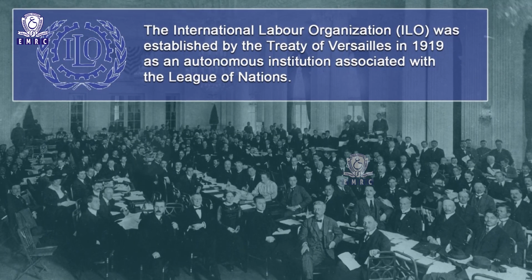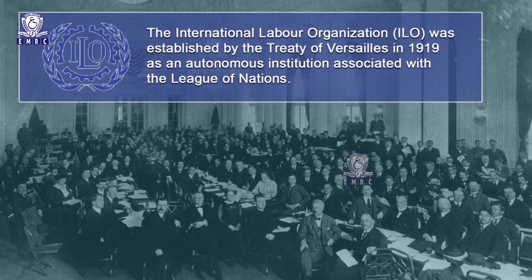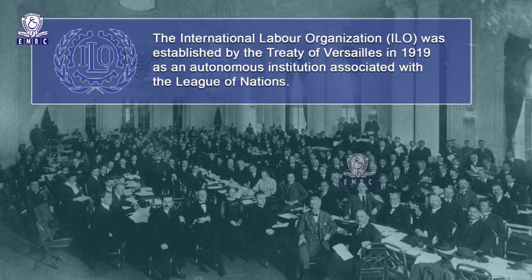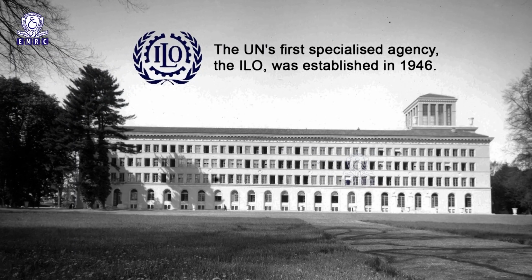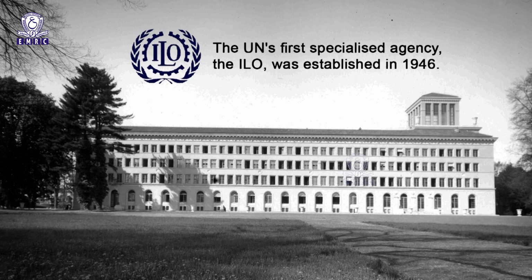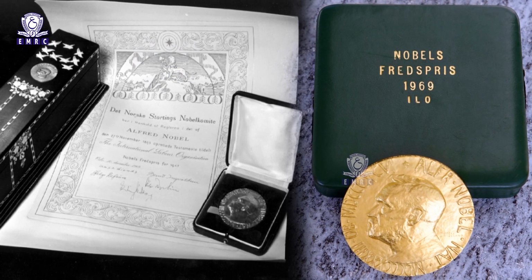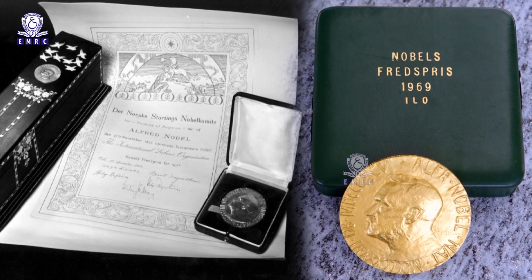The International Labour Organization was established by the Treaty of Versailles in 1919 as an autonomous institution associated with the League of Nations. The UN's first specialized agency, the ILO, was established in 1946. It received the Nobel Peace Prize in 1969, the year it celebrated its 50th anniversary. And the objectives of ILO are to advance productive employment, protect human rights and enhance working and living conditions.